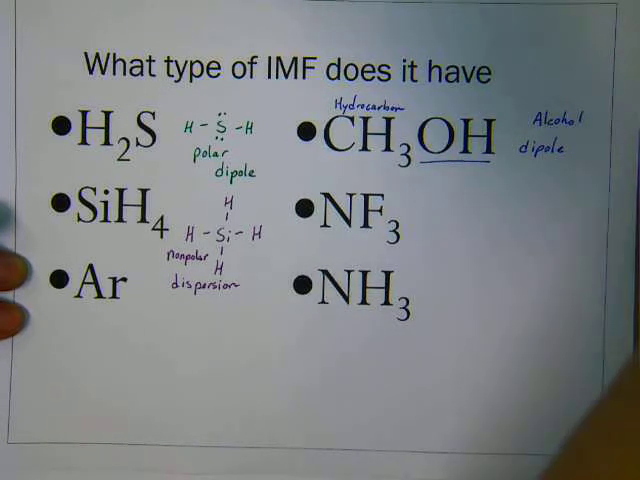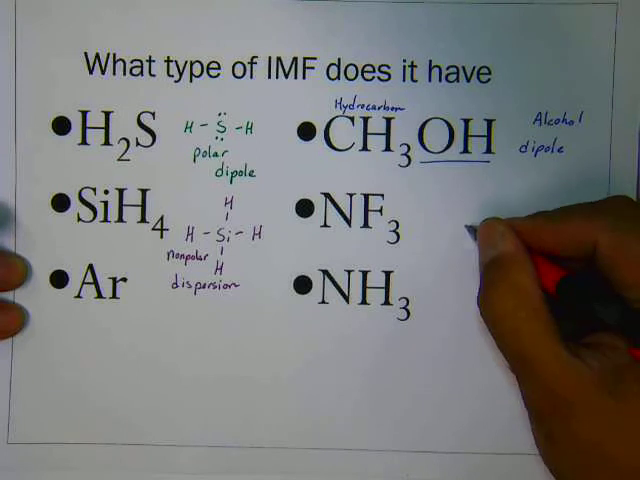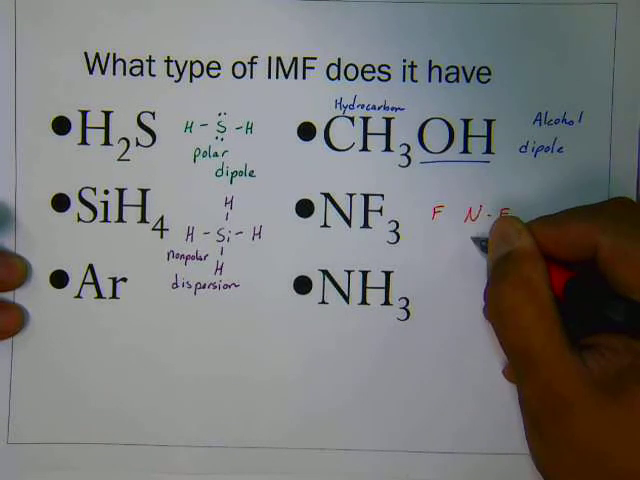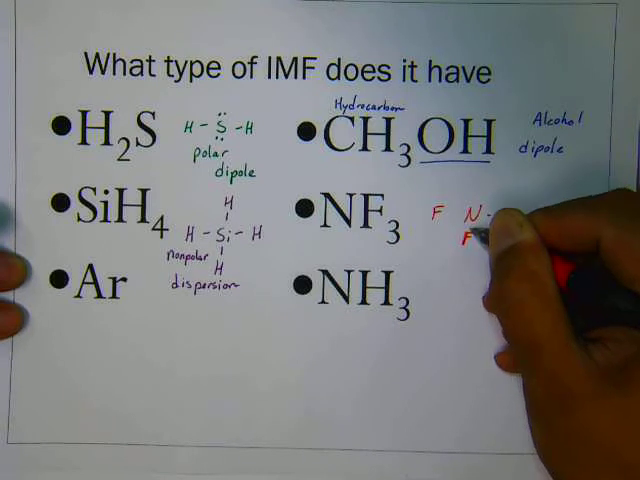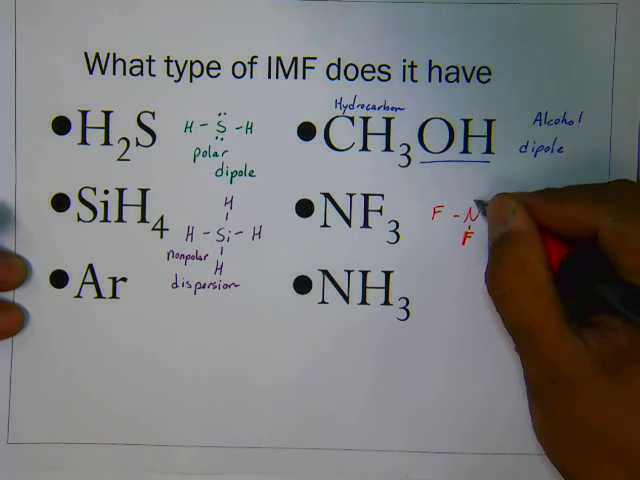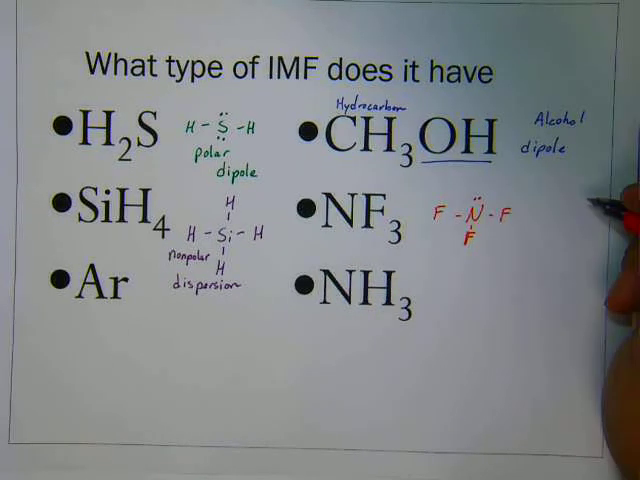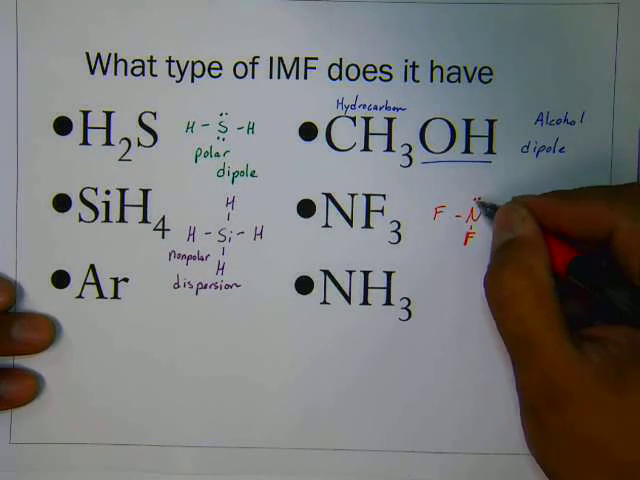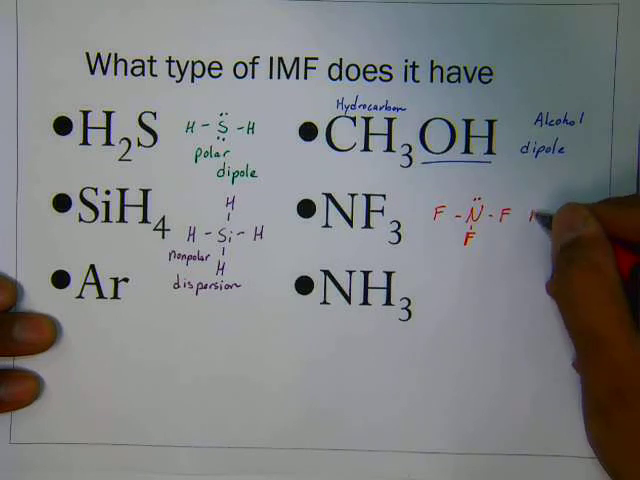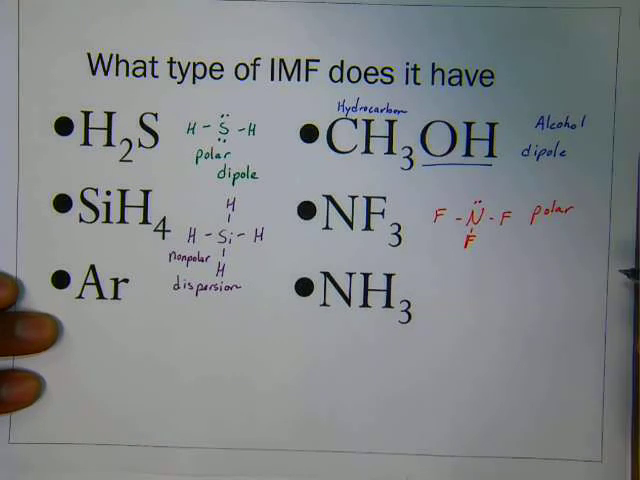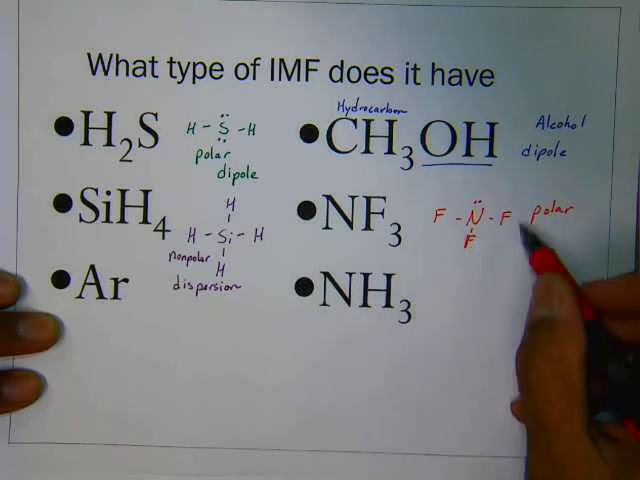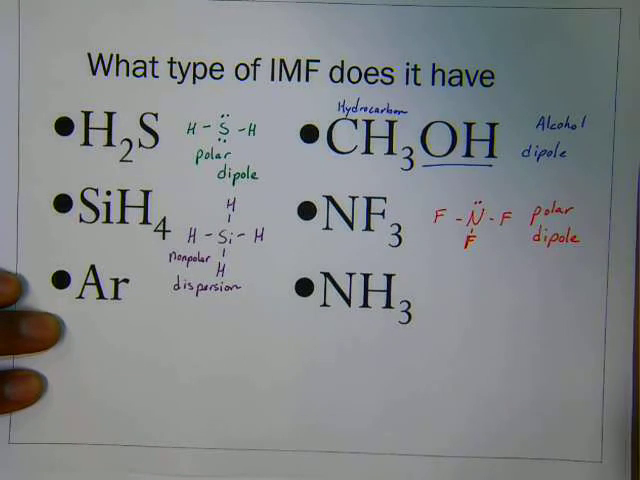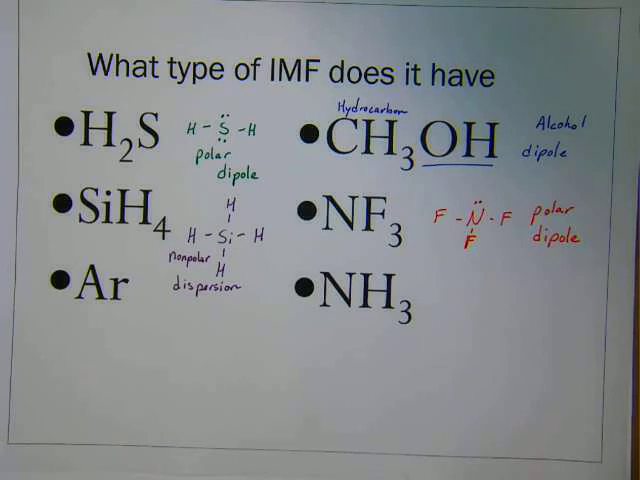NF3. NF3 has nitrogen in the middle, fluorine, fluorine, fluorine. And nitrogen is going to have 2 dots right above it so that it can have 8. Now those 2 dots around nitrogen will make this polar. So this is a polar molecule, therefore dipole is going to be its IMF.